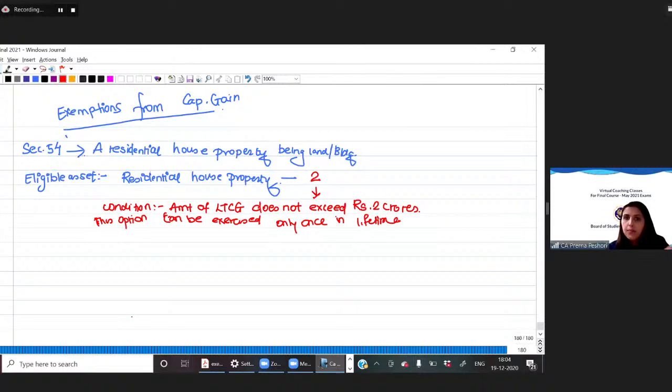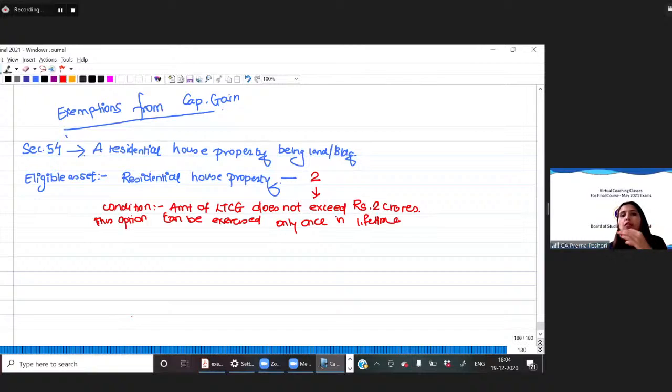It is at the option of the assessee that if the capital gain amount is less than rupees 2 crore, he can purchase two residential houses in India. But this is a one-time option during the lifetime of the assessee. Right? So where in any assessment year the assessee exercises this option to purchase or construct two residential houses in India, he shall not be subsequently entitled to exercise the option for the same or any other assessment year. Clear?